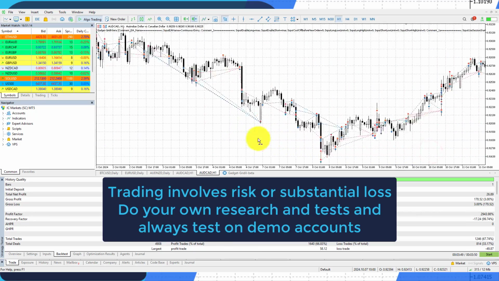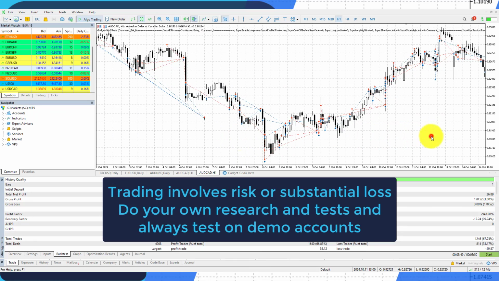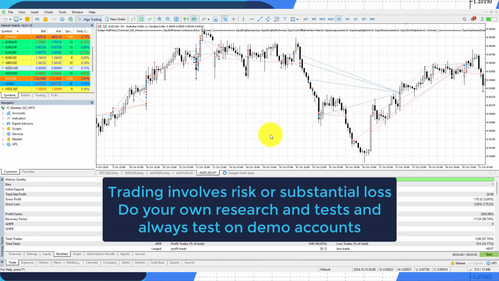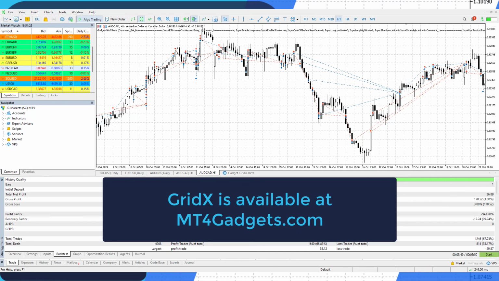Grid trading and martingale can be very risky. However, there are methods and parameters that can mitigate the risk. Remember, backtests are a guide, not a guarantee. But they give us valuable insight into how the EA manages trades and risk.